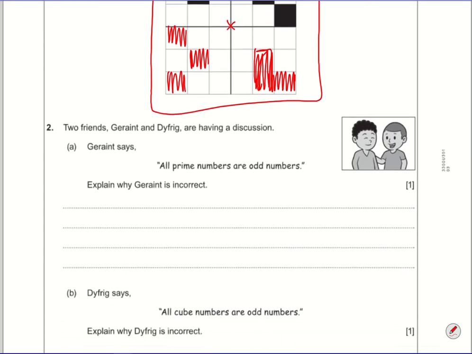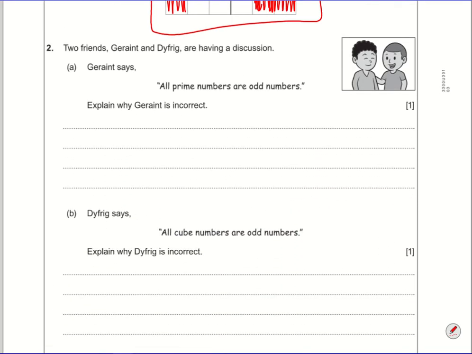Next question then is just about number facts. So the first one there is all prime numbers are odd numbers. Now that's almost true. Most prime numbers are odd numbers. The obvious exception is that the number 2 is even and it's a prime number. So if you just put in there the number 2 and mention that it's even and a prime number, you should get the marks for that one.